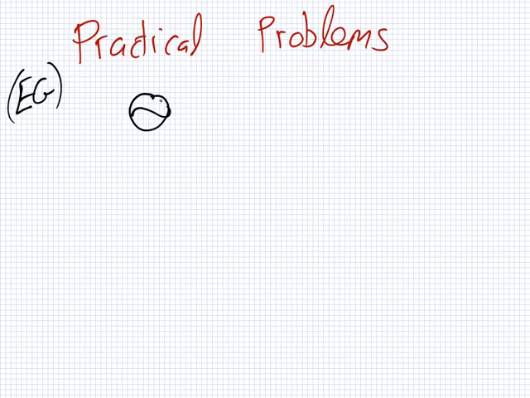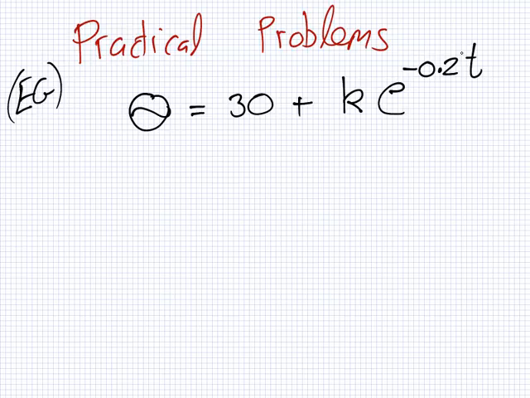We'll take something like a cup of coffee or some sample of hot water, it doesn't matter, and the temperature theta equals, we'll say, 30 plus k e power minus 0.2 t. So here I'm giving you the temperature, in Celsius, as a function of time, which we'll say is in minutes. But I don't give you all the information. You're missing the k here, for example. So my first question might be to find the k.